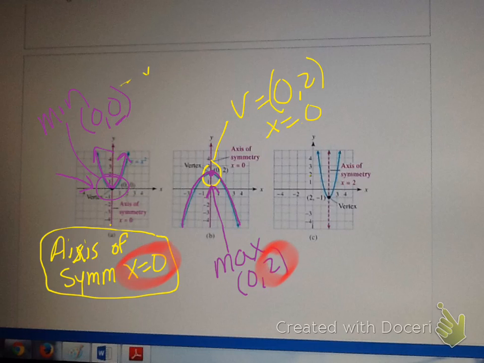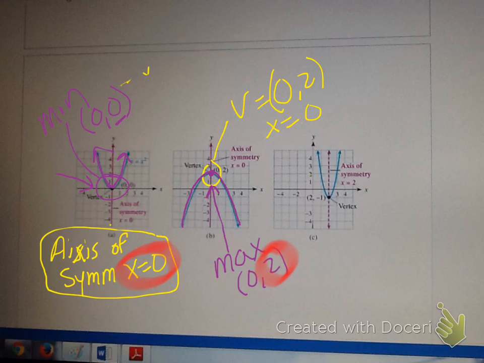And they'll ask you, like, what is the y coordinate of the graph? What is the minimum y coordinate of the graph? Or they'll ask you, is there a minimum or a maximum? And what is that? You would just state it's 2. The y coordinate is 2.